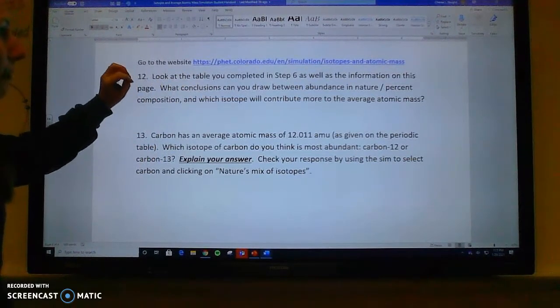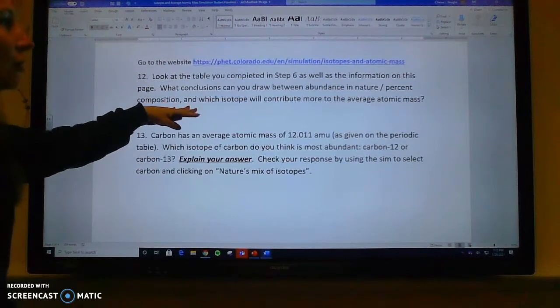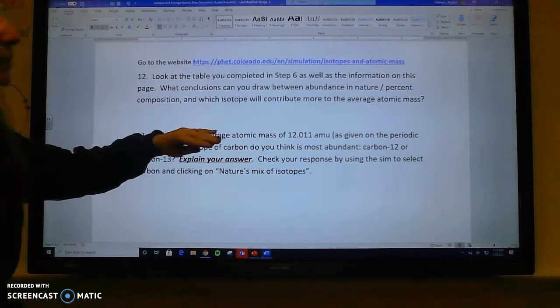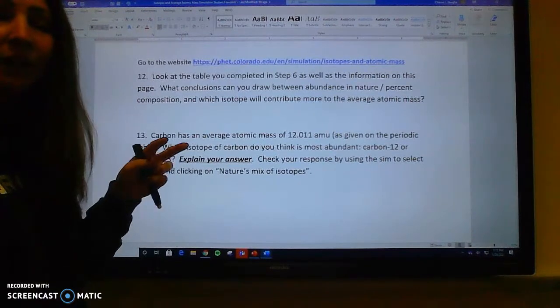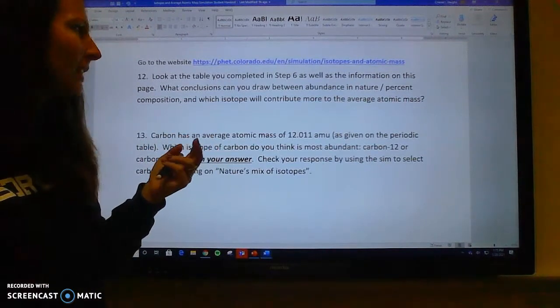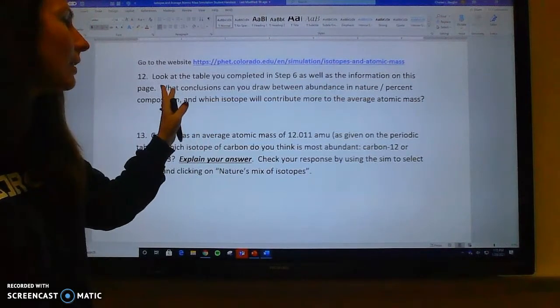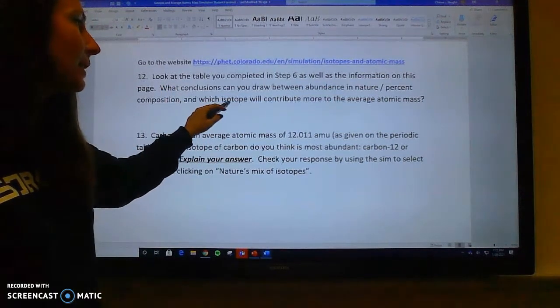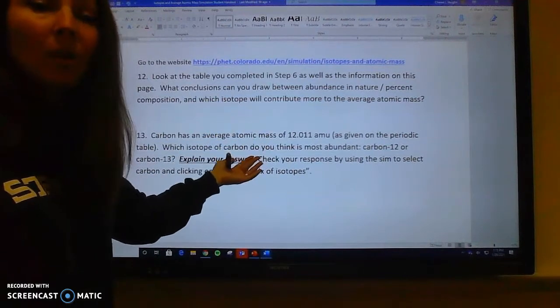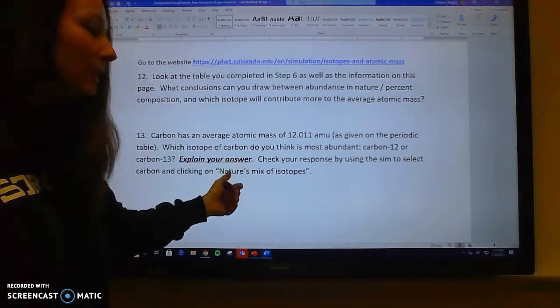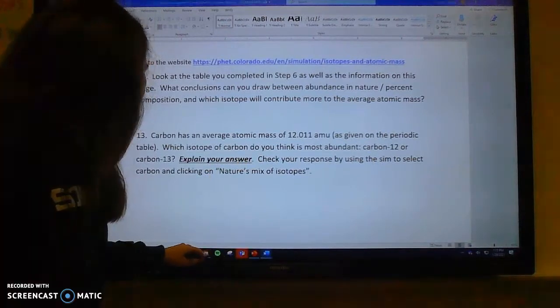You're completing some information, and then you're going to draw some conclusions between what the abundance in nature is and the percent composition. Does it tell you the percent composition? I'll go back and check. And then it says, so what about which isotope is going to contribute more to the average atomic mass? So let's look at that.